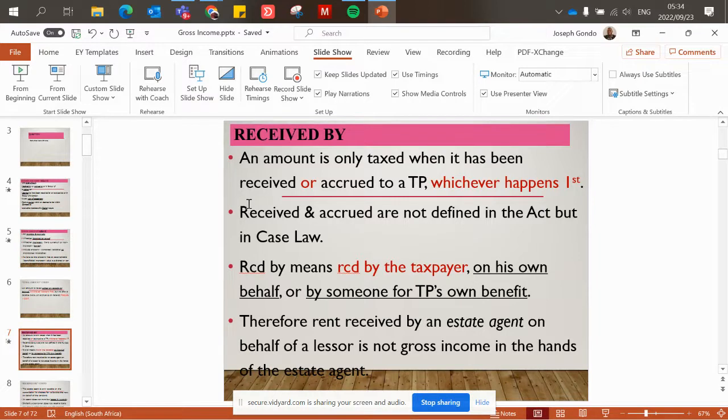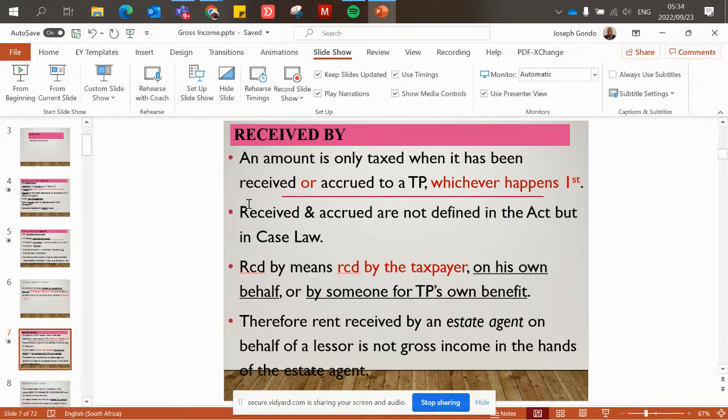If the Commissioner is to say you have received an amount, it has to be proven that I would have received that amount on my behalf, or it has been received by someone for my own benefit. So take, for instance, if you receive your salary, you're going to use your salary whatever you want. Even if you reinvest your salary, you would have received your salary on your behalf and for your own benefit.